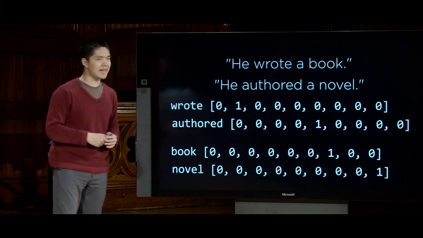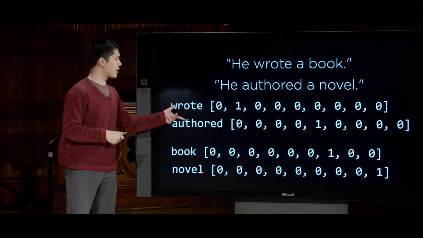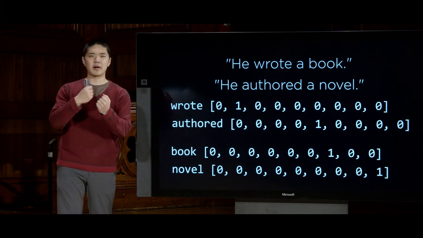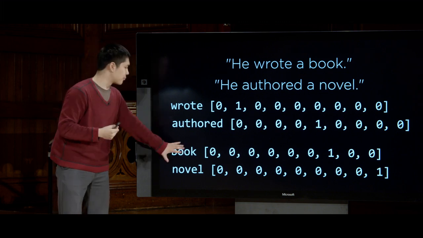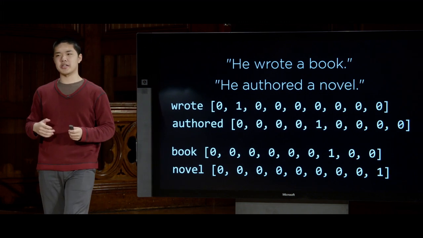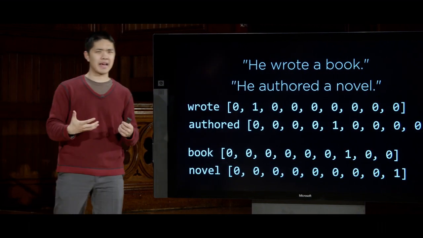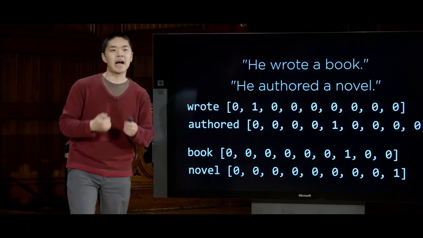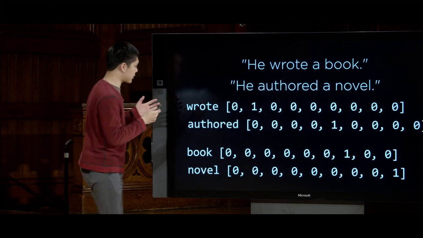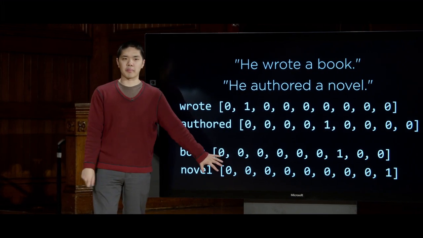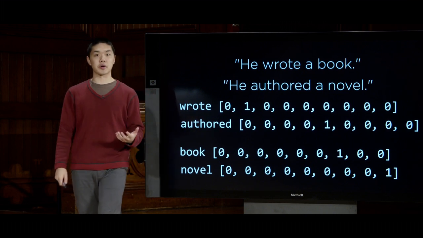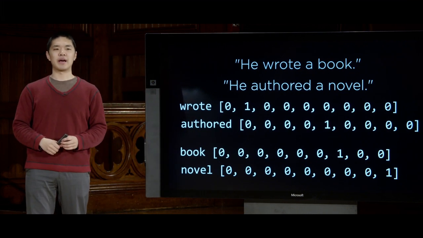And really what I would like to have happen is for wrote and authored to have vectors that are similar to one another. And for book and novel to have vector representations that are similar to one another because they are words that have similar meanings. Because their meanings are similar, ideally I'd like for, when I put them in vector form and use a vector to represent meanings, I would like for those vectors to be similar to one another as well.